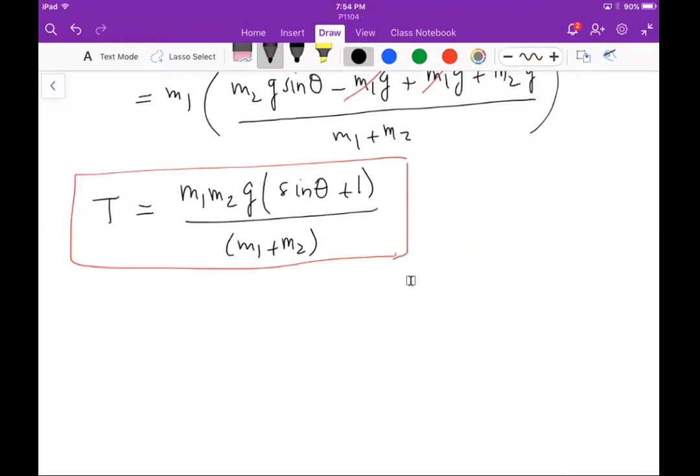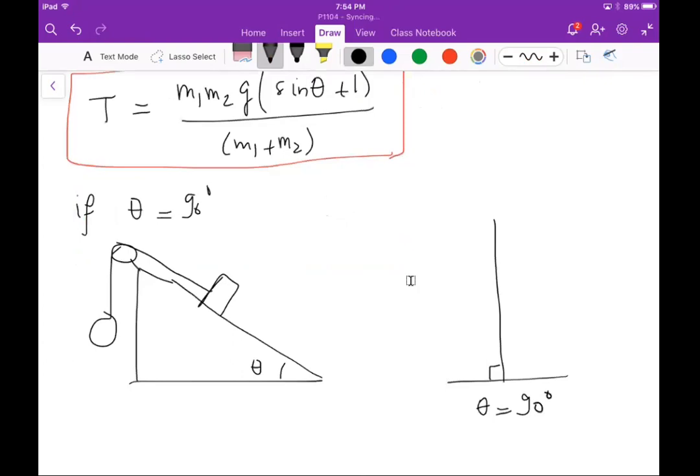If theta was equal to 90 degrees, then instead of having this, where this is the angle theta, here is the pulley, here is the block, we will end up with this kind of form. This is the angle theta, which is equal to 90 degrees. The pulley will be here, and on one side we'll have m1 and on the other side we will have m2. In this case, the block m2 will not be in contact with the surface anymore.